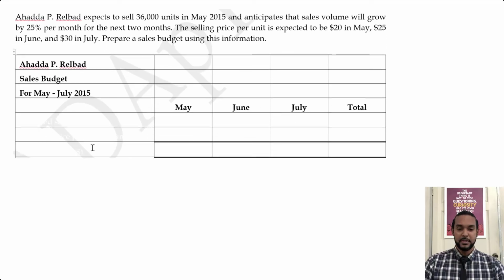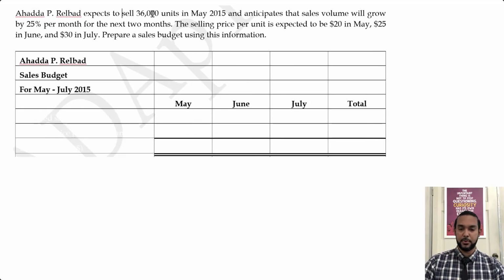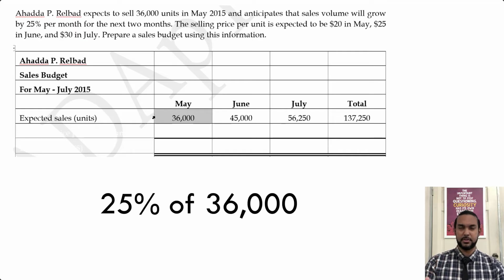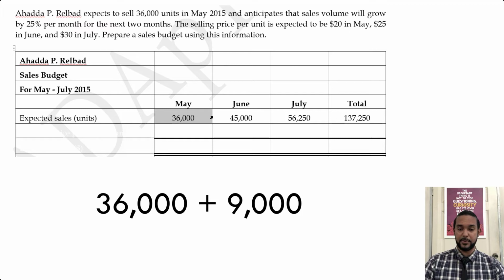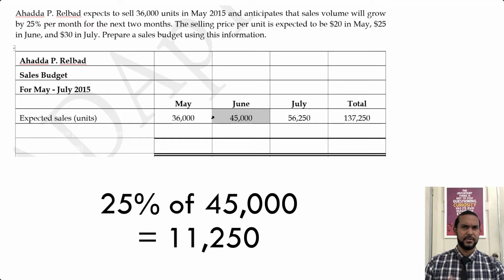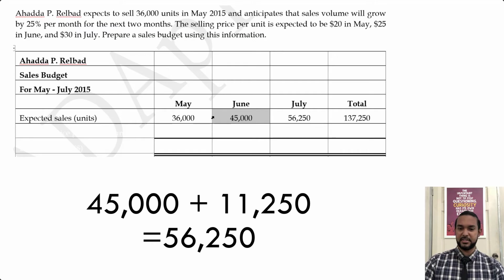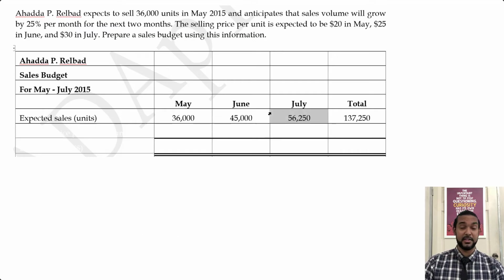Let's take a look. So we have 36,000 units in May, and it's increasing by 25% per month for the next 2 months. So let's plug it in, all right? We have 36,000 in May. 25% of 36,000, that's a quarter. A quarter of 36 is 9. 36 and 9 will give us 45. A quarter of that is 11,250. So we're going to get 56,250. I hope you had your calculators handy or you're doing your mental arithmetic. Good to practice that. And we could add going across to get a total for the number of units sold for that 3-month period.